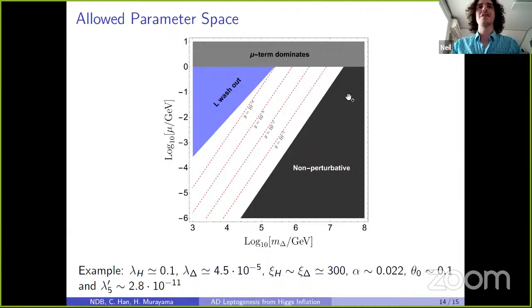What we get is this allowed region of parameter space where we can have successful inflation, successful leptogenesis, and neutrino masses. What's nice to see is that we can have masses for the triplet of order 1 TeV, 10 TeV. As you can see, our parameter space is already being constrained by colliders. But we've got this nice parameter region here and quite a large region of parameter space.